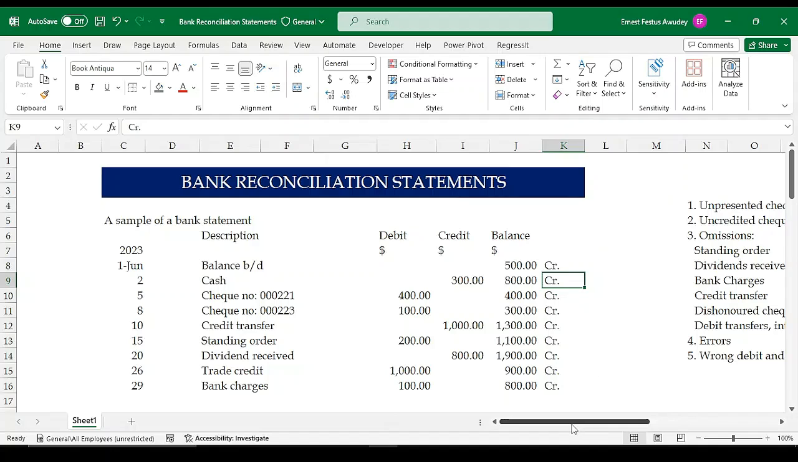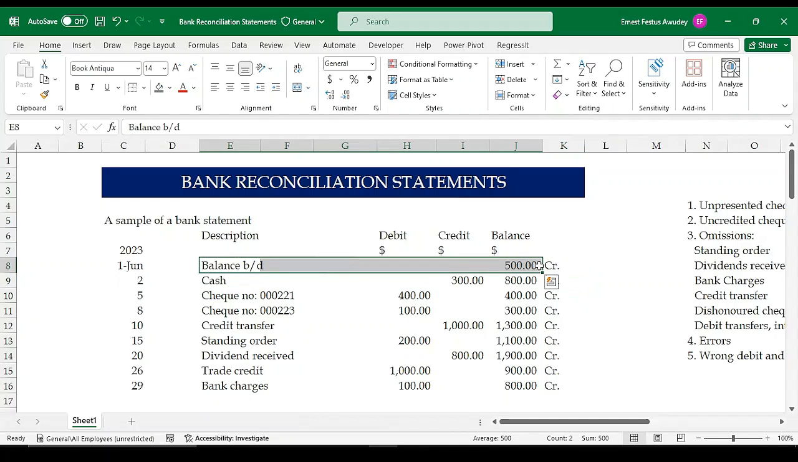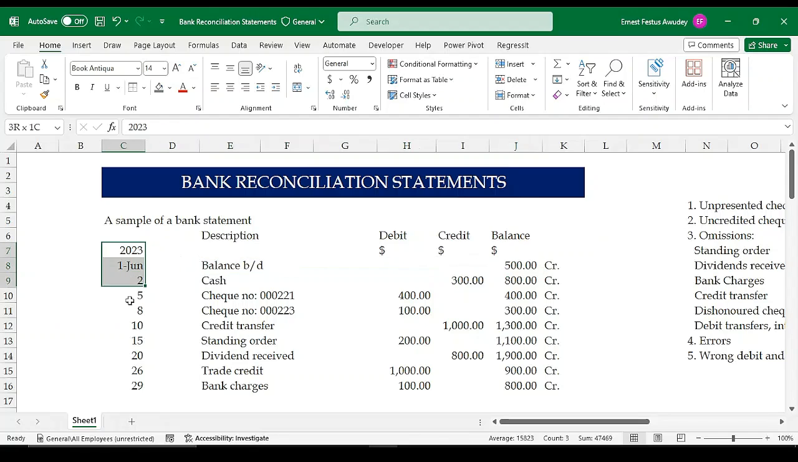All right, so that's just by the way. So you have this. Now, what happens is that this is the balance from the previous month. This bank statement is for the month of June, as you can see here, 2023. So this balance is from May. At the end of May, this is the balance we had, $500.